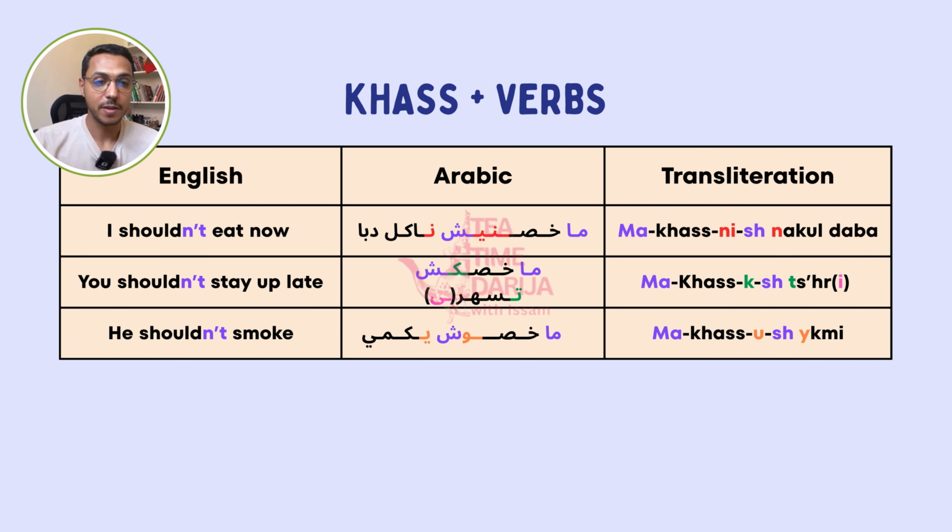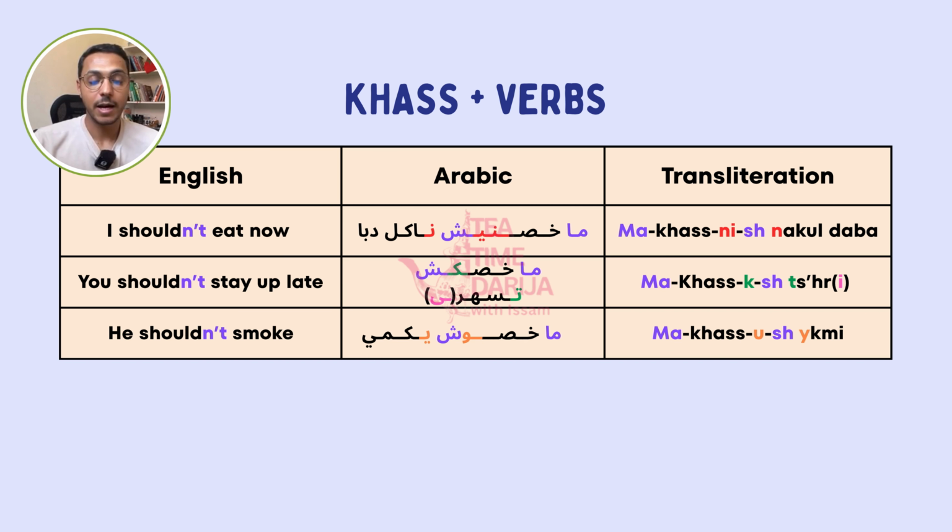On this table, we have some more examples, but this time negative. For example, I shouldn't eat now. I should not eat now. ما خصنيش ناكل دابا. I don't need. ما خصنيش ناكل دابا.